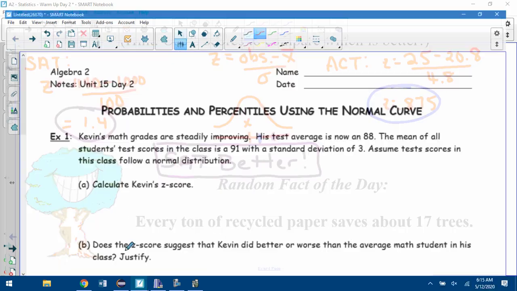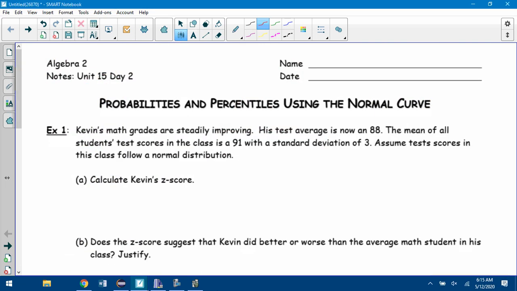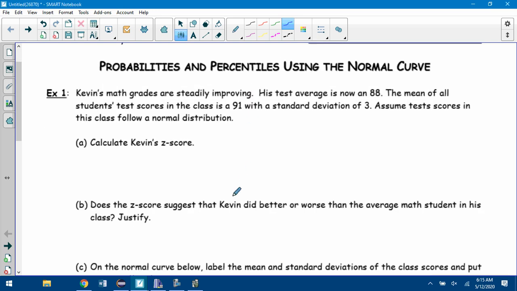Okay, today we are doing more with the normal curve. You're gonna need your calculator for sure. And we're doing this thing called probabilities and percentiles using the normal curve. So some of this is gonna seem like review, and then I'm gonna go a little bit further.